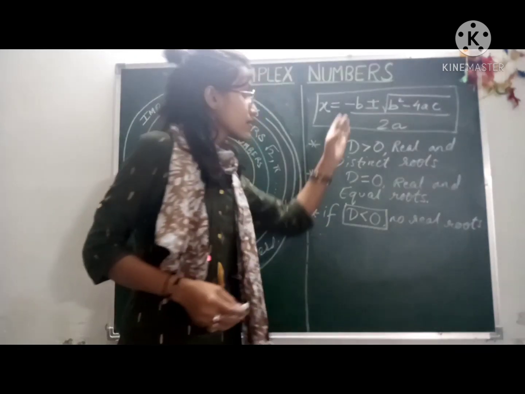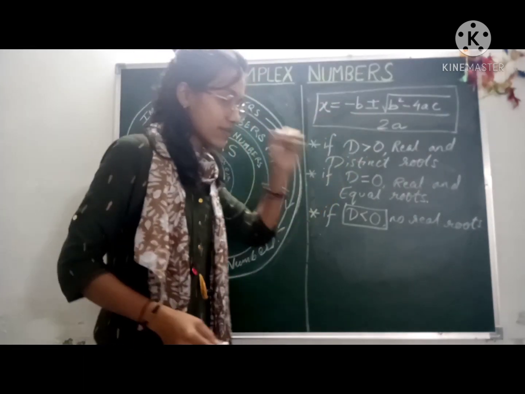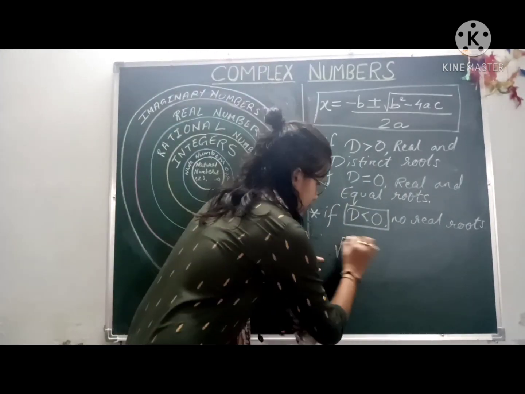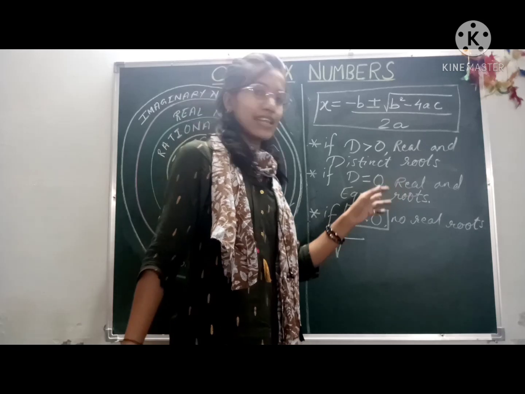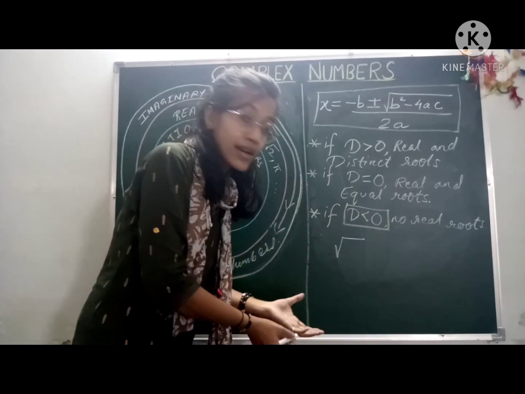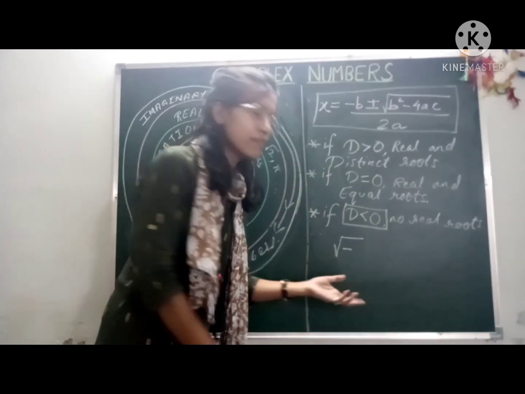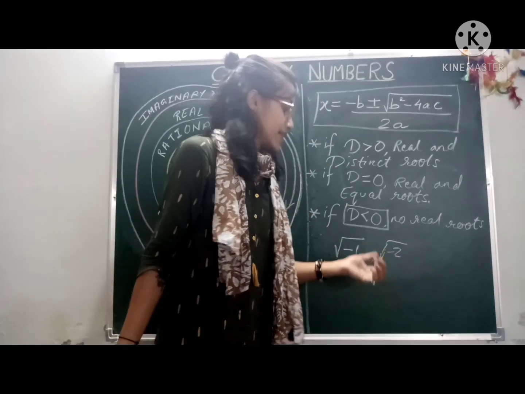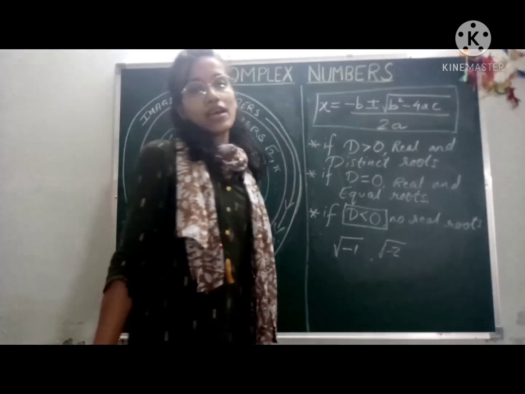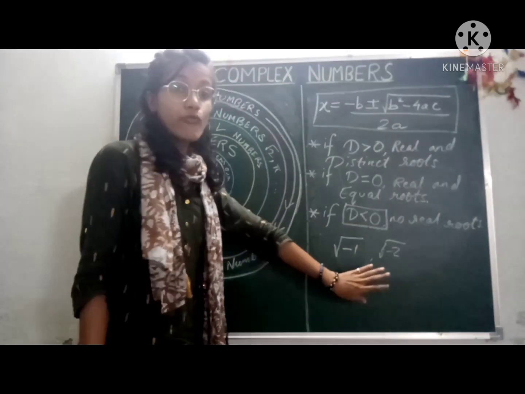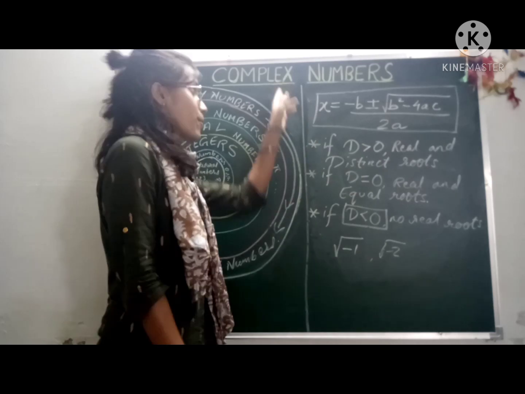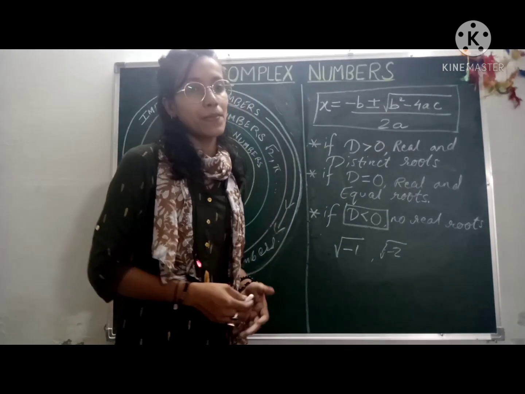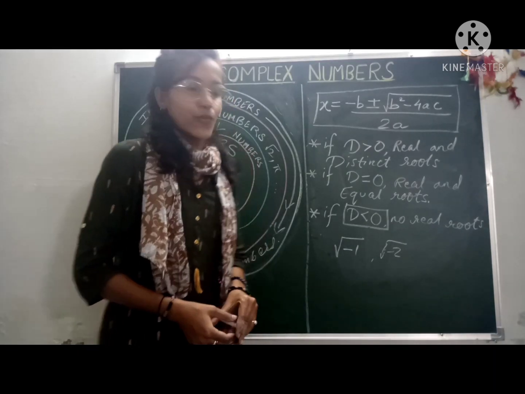Now if we solve the value of x using the quadratic equation and get some root number, it will go under the real and equal roots. But if that root number is negative, like root over minus 1 or root over minus 2, it will come under this last part, and for that we have to know about complex numbers, which I am going to define with the help of PPTs in this video.